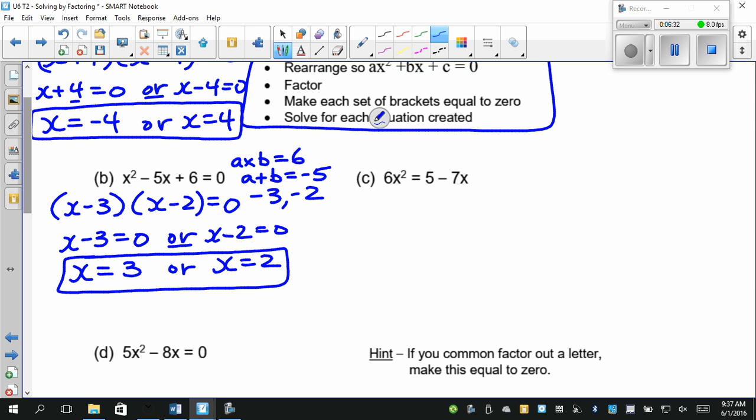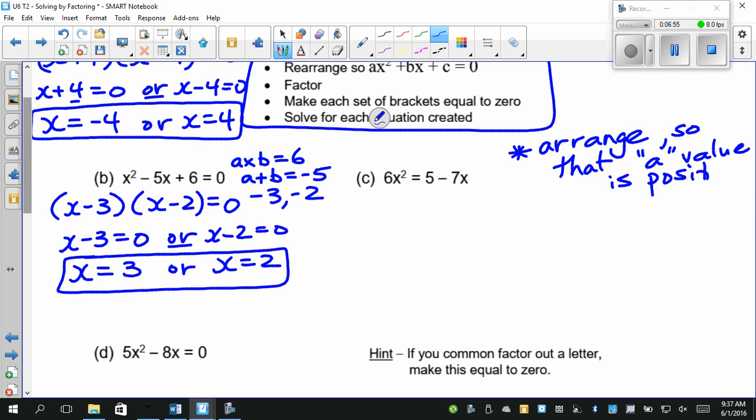So in this one here, you can see that we need to arrange these so that all the terms are on one side. And when you arrange, you want to arrange it so that the A value is positive. So right now our A value is 6 in front of the x squared, and it's already positive. So I'm going to move everything over with the 6x squared.